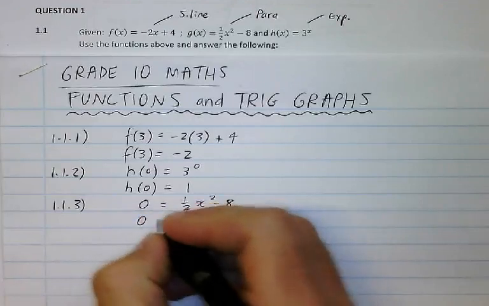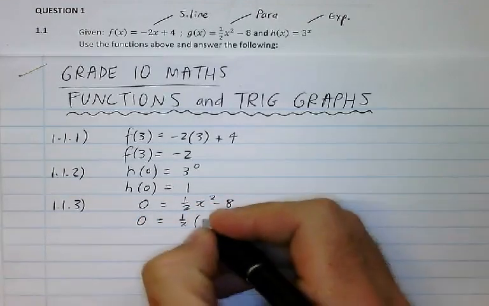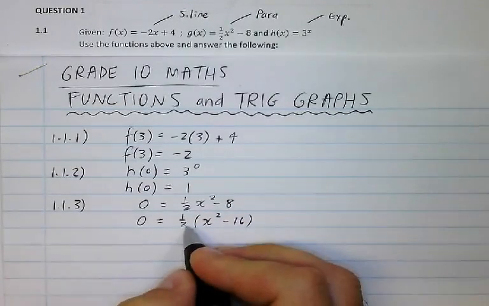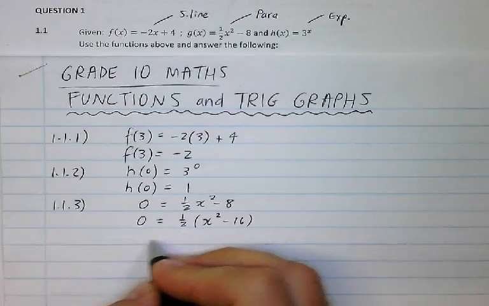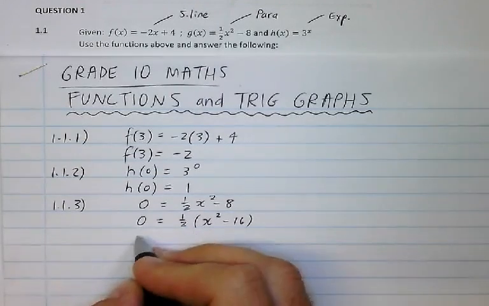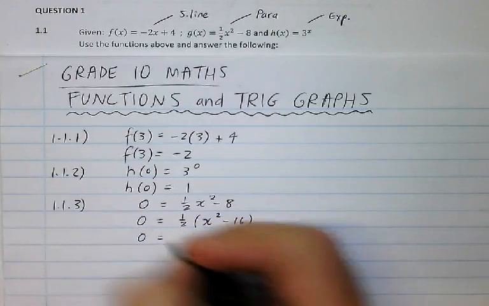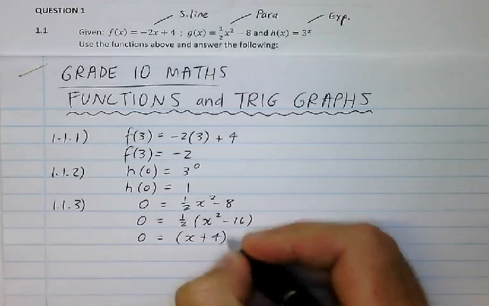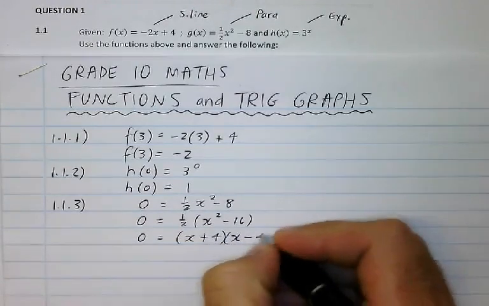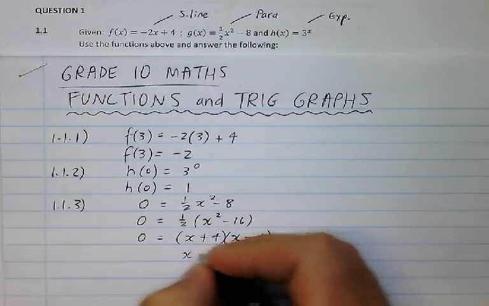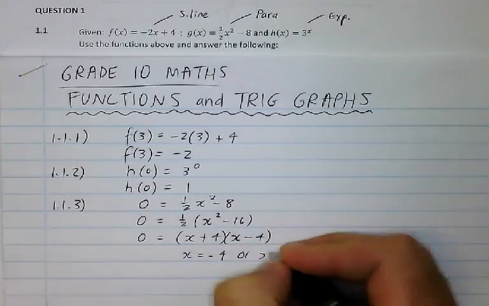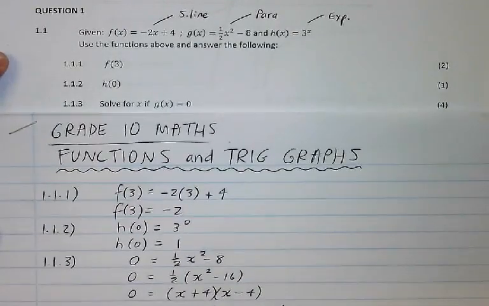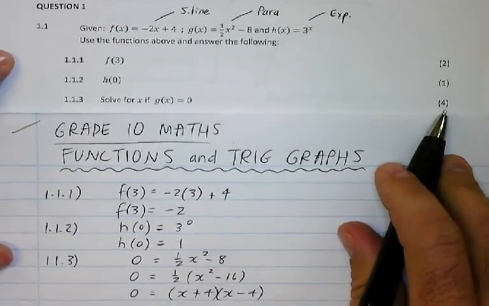So one thing we could do is take out a half as an HCF. So x squared minus 16 would be left in the brackets. The half could disappear because if you had to divide a half on the other side, 0 divided by a half would be 0. So 0 is equal to our bracket. Our bracket can be factorized using difference of two squares, (x plus 4)(x minus 4), making x equal to either negative 4 or x equal to 4. Happy? So 1.1.3 worth 4 marks. Hopefully you got the majority of those marks.